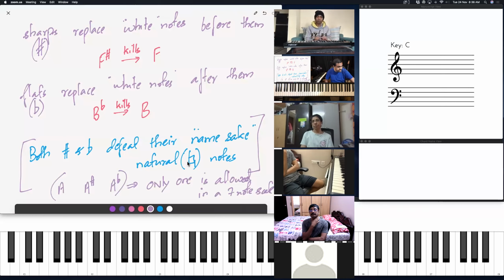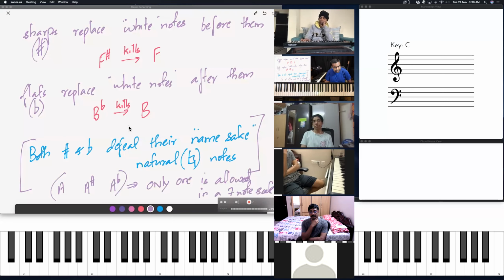So now hopefully you've remembered that F major has a B flat. The 4th note is B flat. G major has an F sharp. The 7th note is F sharp. And that's it. That's the syntax. It doesn't change. Okay, I hope this makes sense.